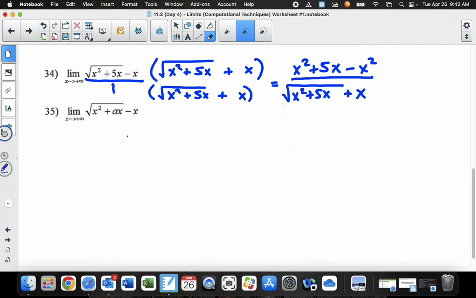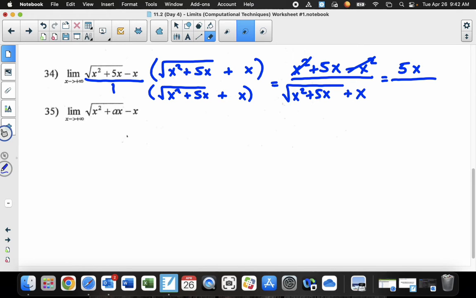In the numerator, the x squareds cancel out. And therefore, we can simplify a little bit. In the numerator, we get 5x. The denominator is where this is different from all those other problems. The ones where you had a number, this is where the factors canceled. Well, we don't have any factors to cancel yet. It doesn't work. So this is where now we're actually going to find the limit as x goes to infinity.